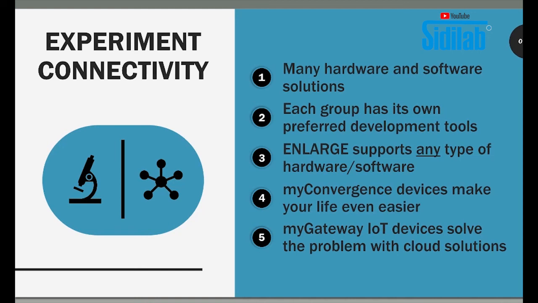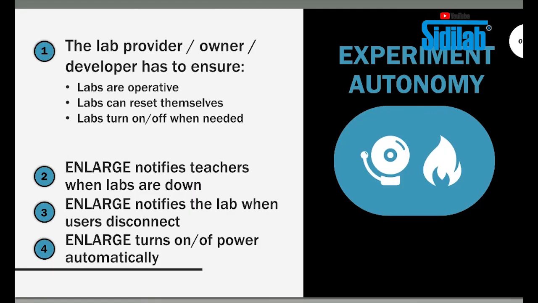That's why we designed a system that supports any type of hardware and software you may be using or you may want to use in your lab. Not only that, we manufacture and provide our own lab equipment called MyConvergence to make your life easier when preparing your system for being remotely used. Finally, a second product called MyGateway allows your institution to solve the whole problem with cloud solutions that make things even easier and are more cost-effective for small installations.